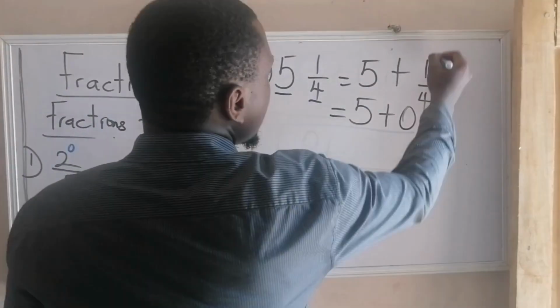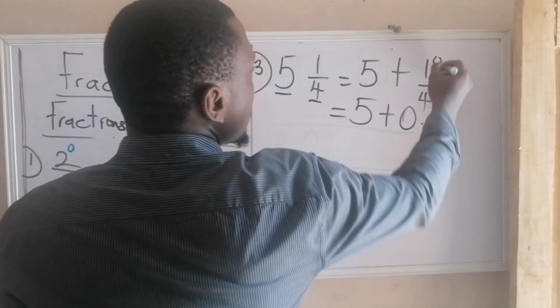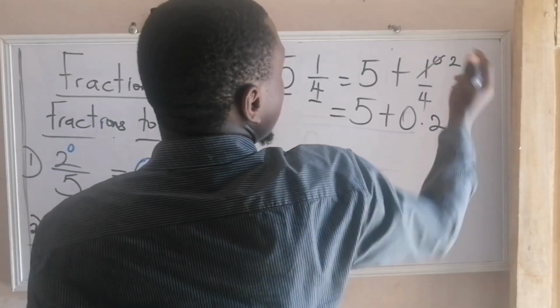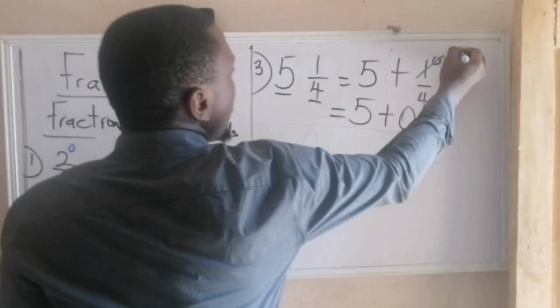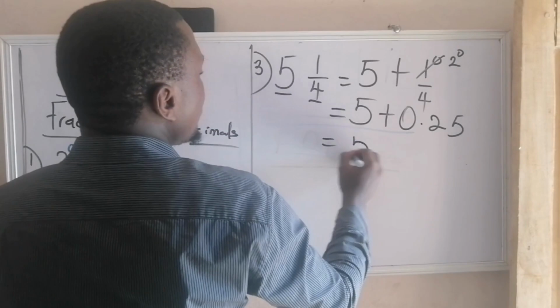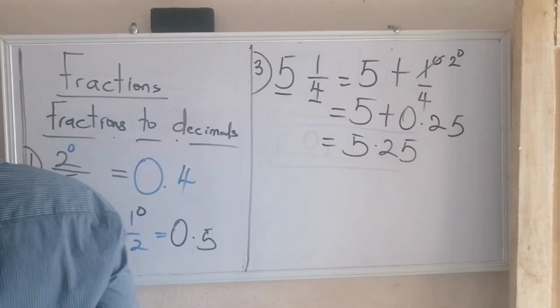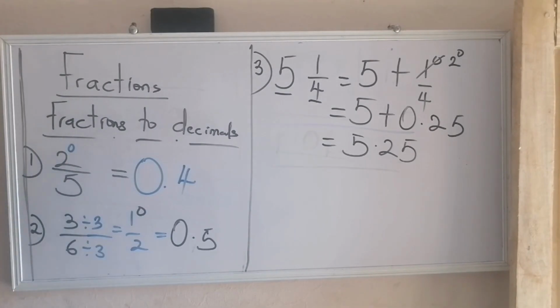Write your 0, put your point, write your 0. 4 in 10, that will be 2. Remember 2. So you are still on mathematics, so write your 0. 4 in 20, that will be 5. So by the time we add these two together, this will be 5.2. That will be 5.25. So I've shown you how to change from fractions to decimal.